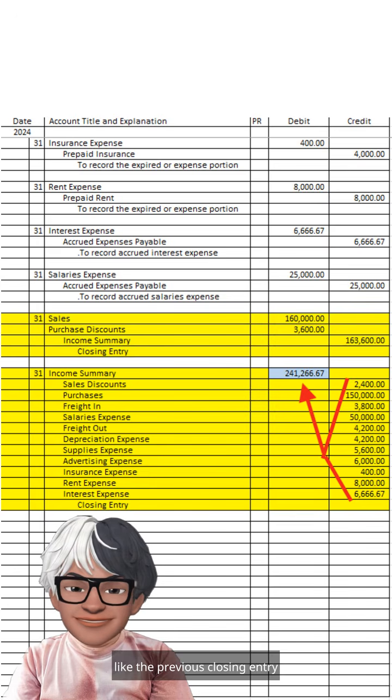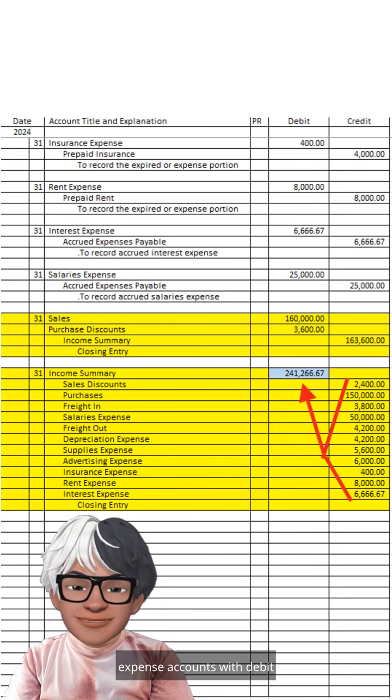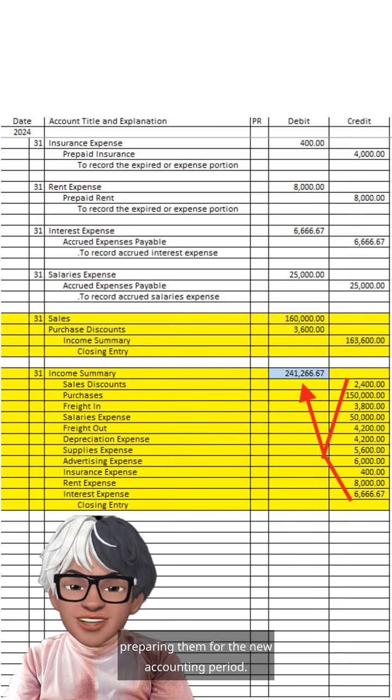The amount debited to income summary is the total of all the amounts of the accounts credited, which is 241,266.67. This entry, like the previous closing entry for revenue and expense accounts with credit balances, also ensures that the balances of revenue and expense accounts with debit balances are reset to zero, preparing them for the new accounting period.